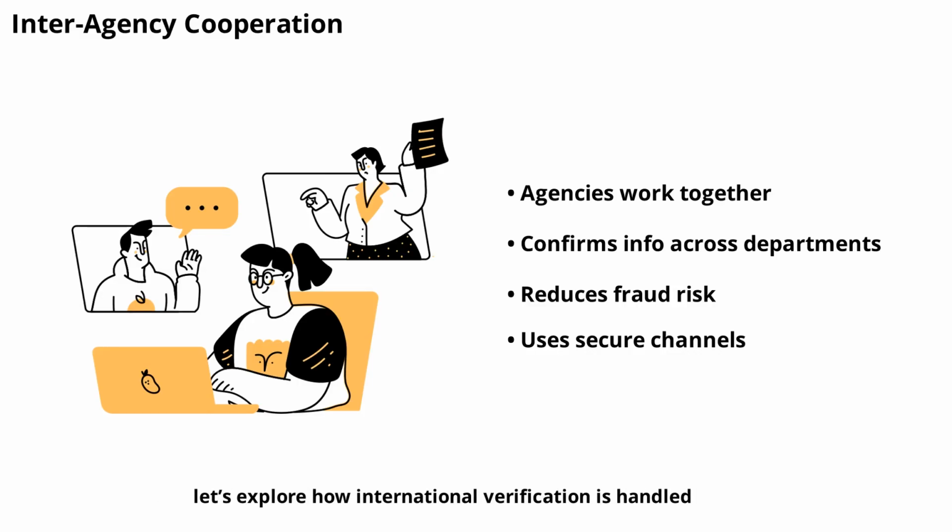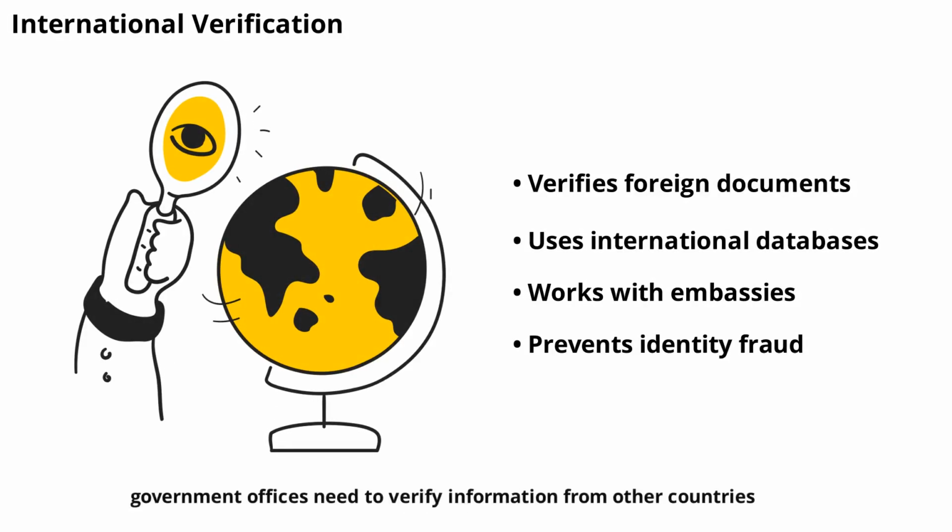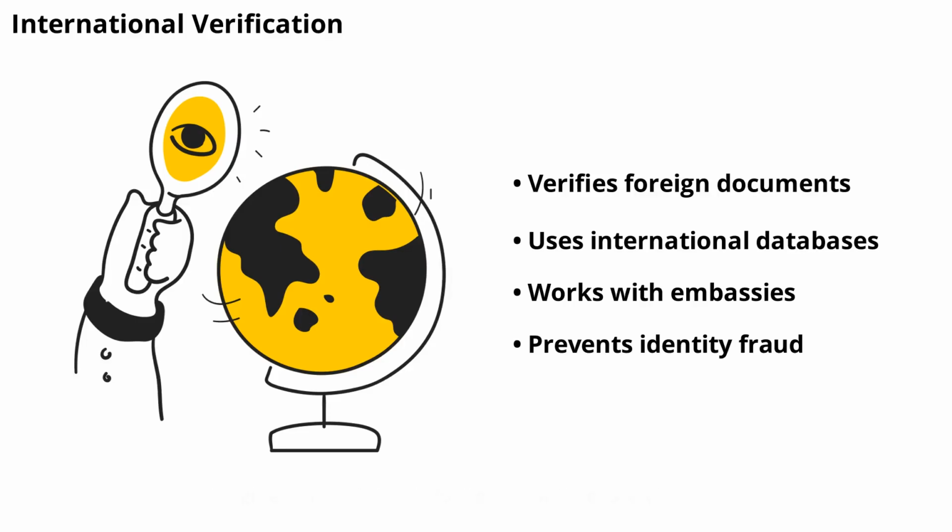Now, let's explore how international verification is handled. Sometimes, government offices need to verify information from other countries, such as foreign diplomas or immigration documents. This process can be more complex, involving international databases, embassies, or consulates. Agencies may rely on treaties or agreements to access foreign records securely. International verification helps prevent identity fraud and ensures that only genuine documents are accepted.